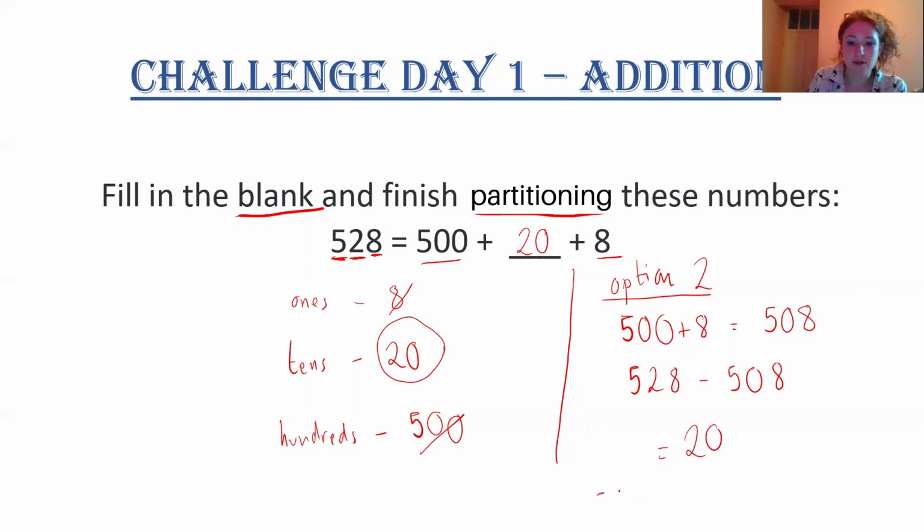We can also think if we've got a number line, we've got 508 here, we've got 528 over here, and to get all the way up, we need to do 20, right? So we do a plus 20 on our number line. So that's our option 2.